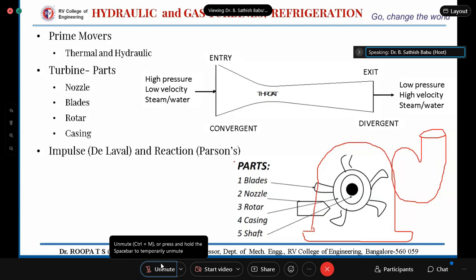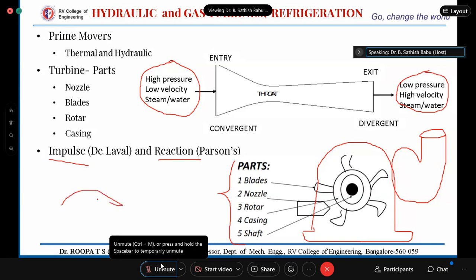So these are the various components, or parts, of a turbine. Based on how the pressure and velocity vary, we have two different types of turbines: one is impulse, another one is reaction. Based on the cross section of these blades, the variation in pressure will be different.